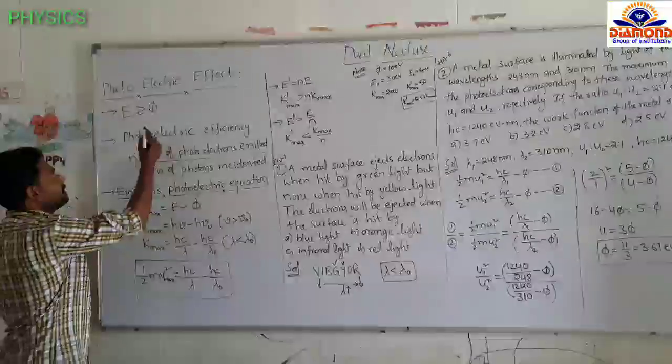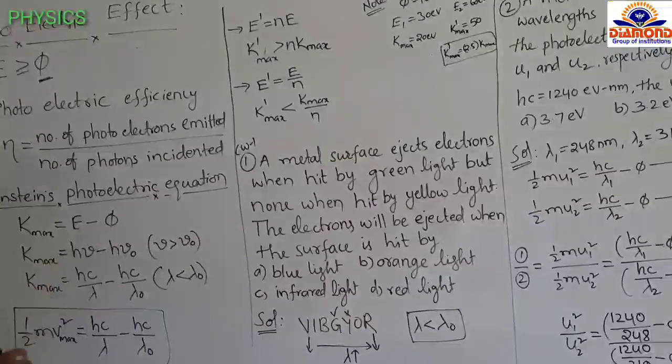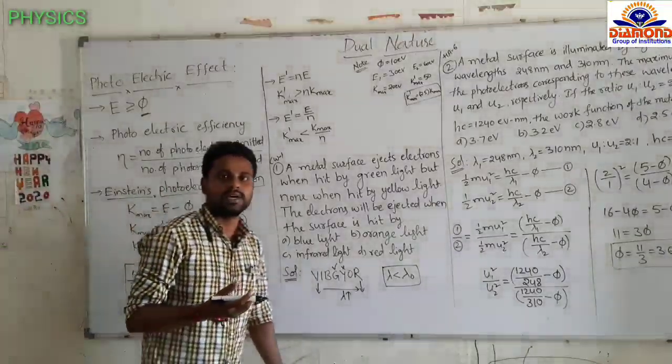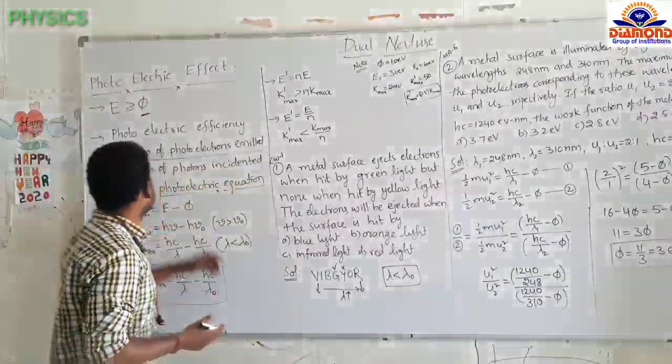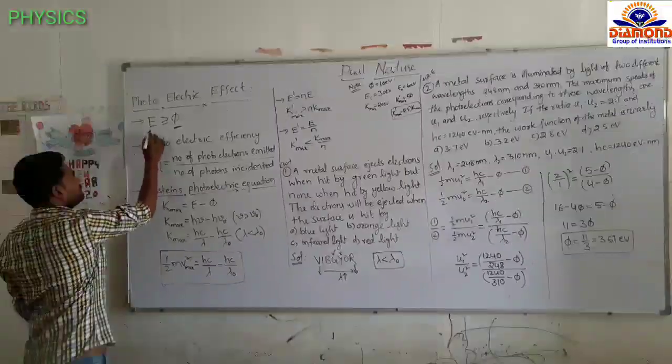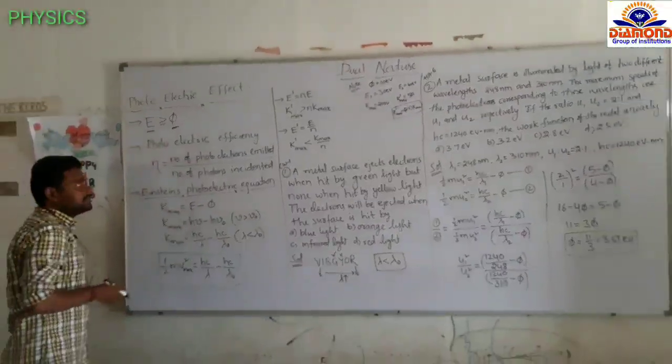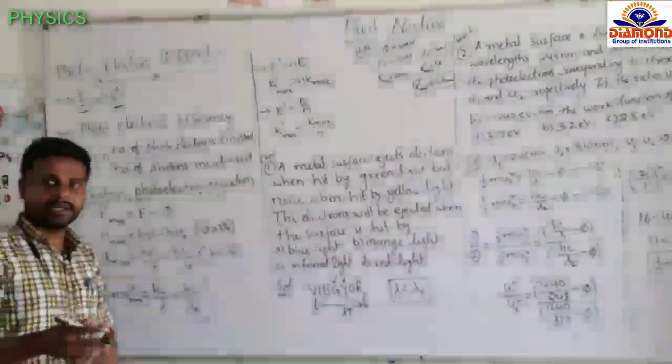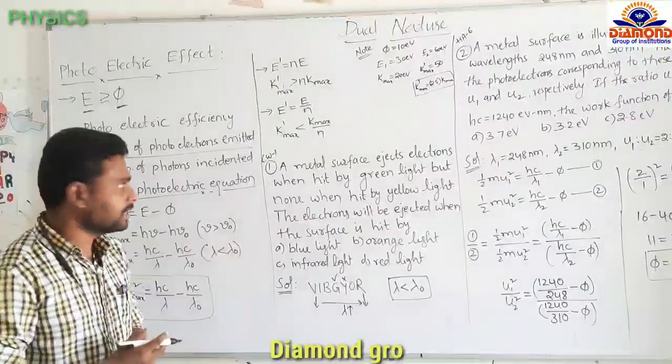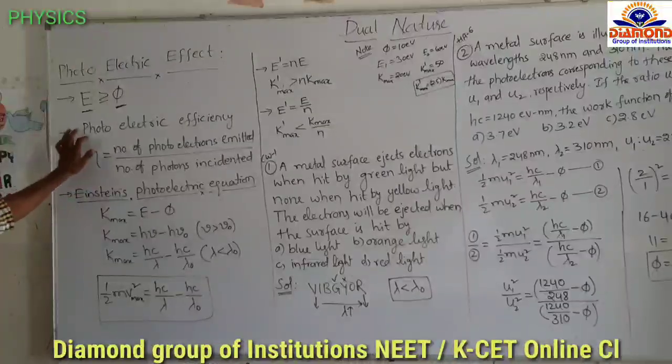Here phi is the work function. The work function is nothing but the minimum energy required by the electron to escape from the metal surface. E is the energy of the photon. If the energy of the photon is greater than or equal to the work function, then the electron will escape from the metal surface.